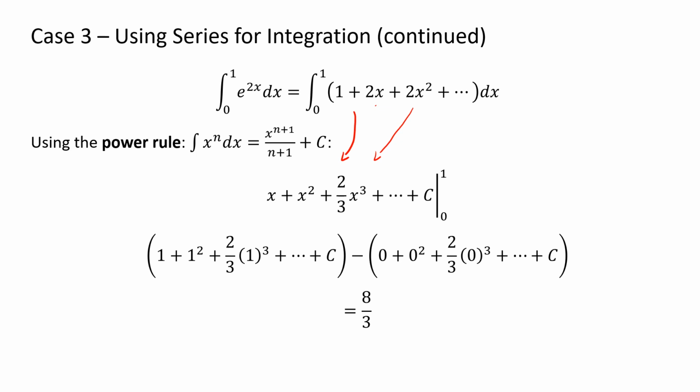Evaluating that now at 1 and 0, we get our first one is, substituting in 1 for x, 1 plus 1 squared plus 2 over 3 times 1 cubed plus a constant, minus, now at 0, it's just 0, which cancels out. 0 squared cancels out to 0, and 0 cubed cancels out. So you're left with just minus a constant. So the constants cancel. And what we're actually left with is 1 plus 1 plus 2 over 3, or just these three remaining terms at the front here, which is actually equal to 8 divided by 3.